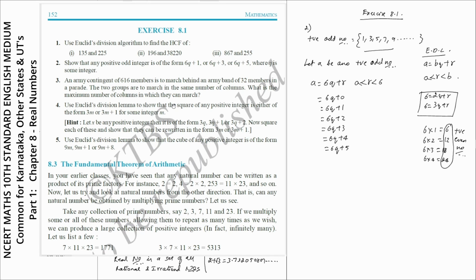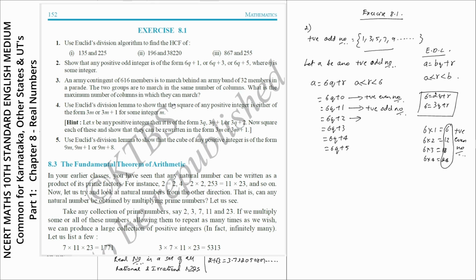Therefore, if R is equal to 0, I'll get an even number only, a positive even number, because 6 into any number is an even number. To an even number, if we add 0, we get an even number only. But 6q is an even number. If we add 1 to it, we get an odd number.